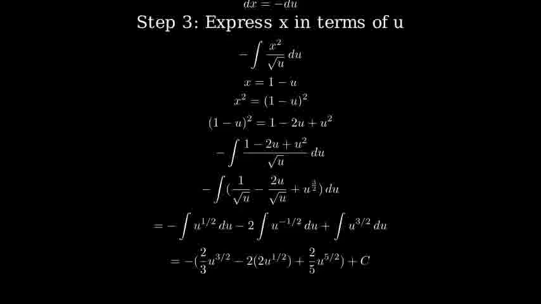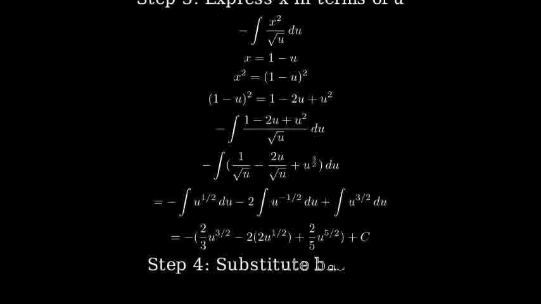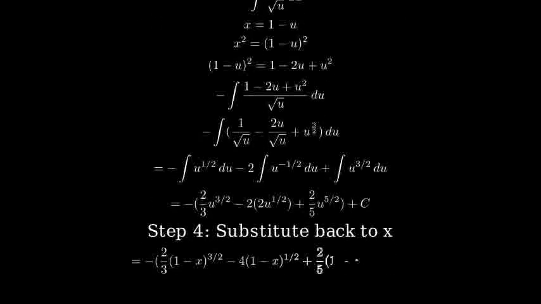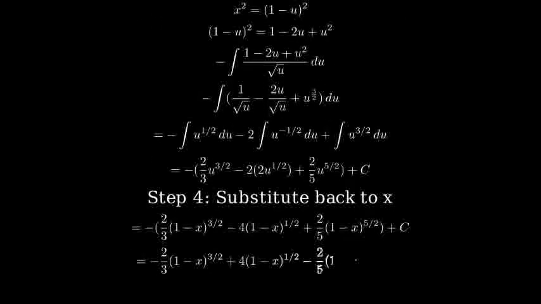The final answer is negative 2/3 times (1 minus x) to the 3 over 2, plus 4 times the square root of 1 minus x, minus 2/5 times (1 minus x) to the 5 over 2, plus constant c. And now we've successfully integrated the original integral using substitution. Thank you for watching.